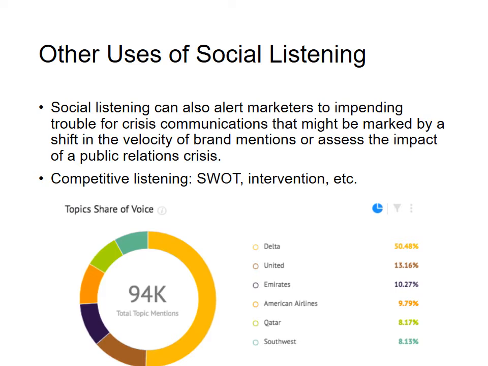In fact, we've got an airline example here, and they talk about share of voice in terms of mentions. Delta tops, probably in a negative way, then United, Emirates, American Airlines, Qatar, and Southwest would be an example of this kind of listening.